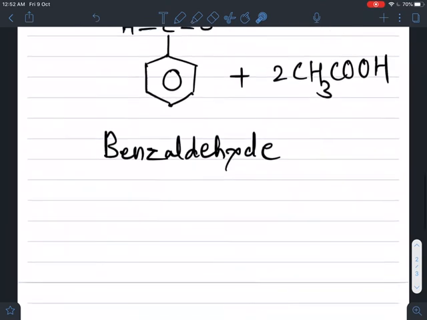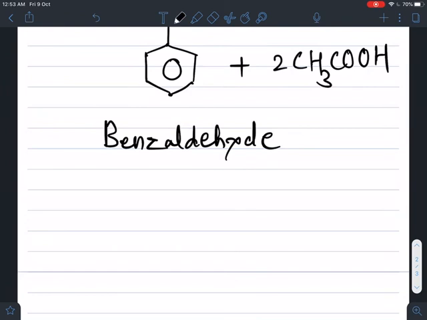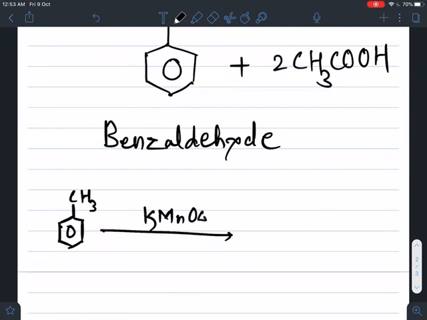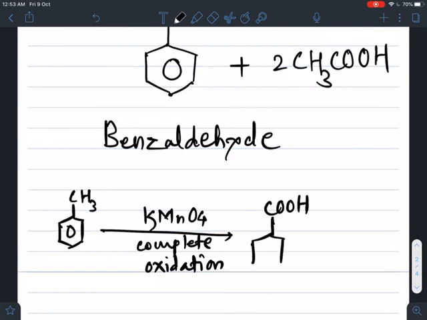But instead of CrO3, if toluene undergoes oxidation with a strong oxidizing agent like KMnO4, complete oxidation takes place, and finally we get the completely oxidized product, which is benzoic acid. So toluene is converted into benzoic acid if KMnO4 acts as the oxidizing agent.